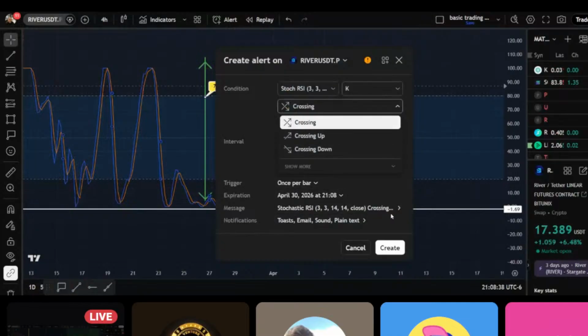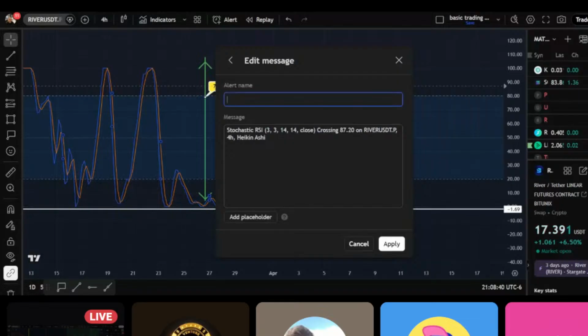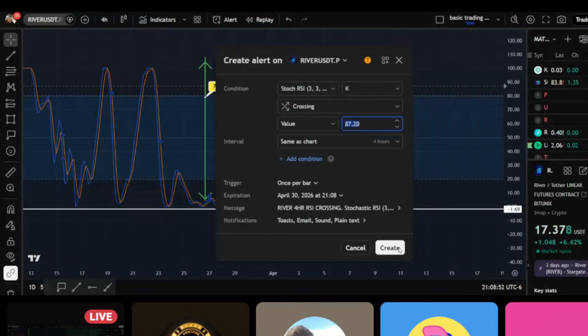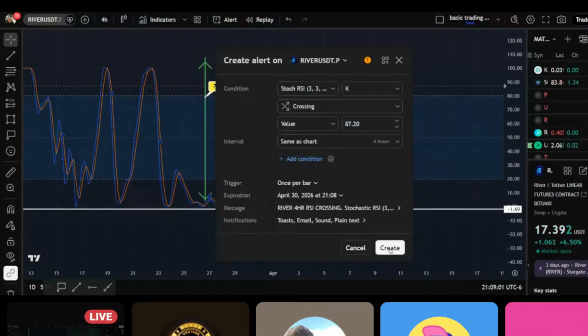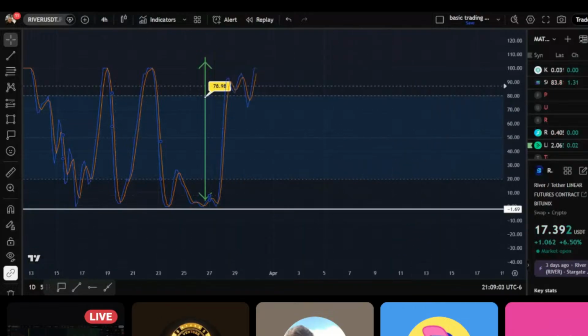I'm going to go down to message, and I'm going to put here River, 4 hour RSI crossing. And that's just going to give me an alert. Let's see here. And I'm going to extend this out 1 month, create. And now that'll be in my alert section.